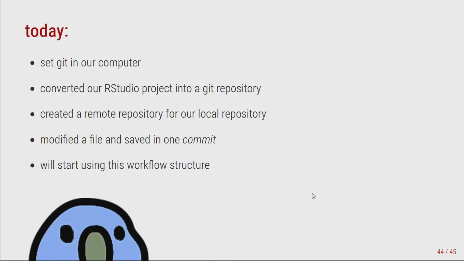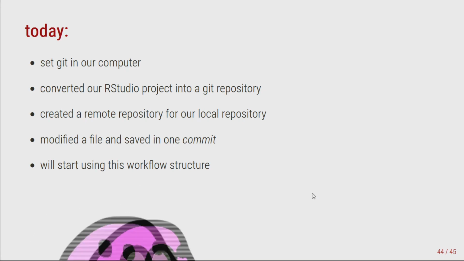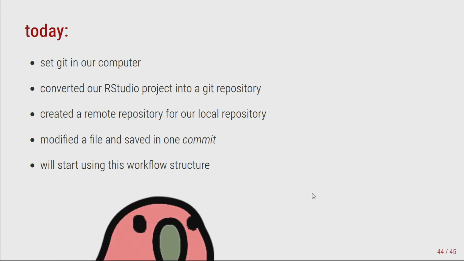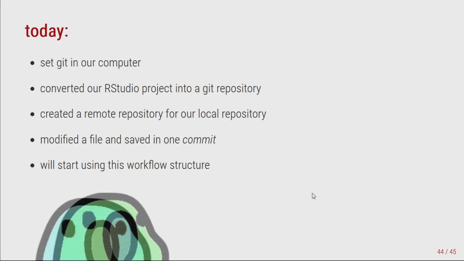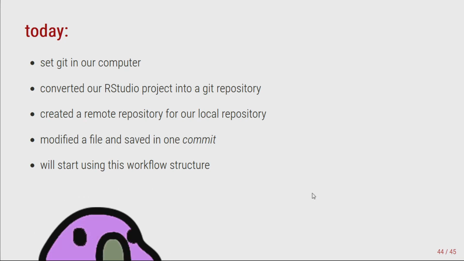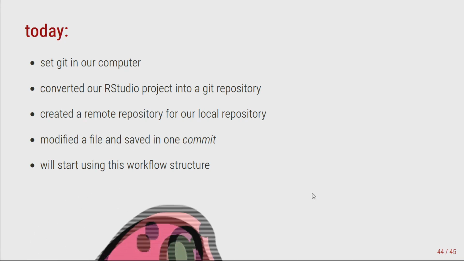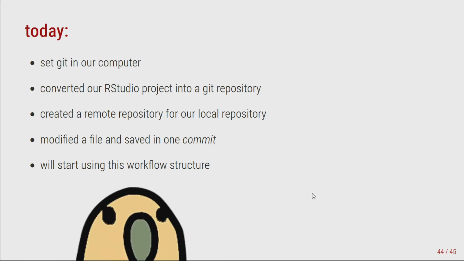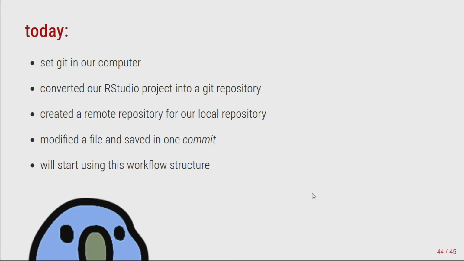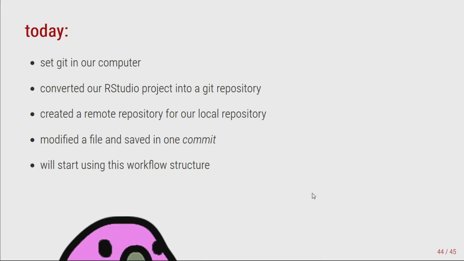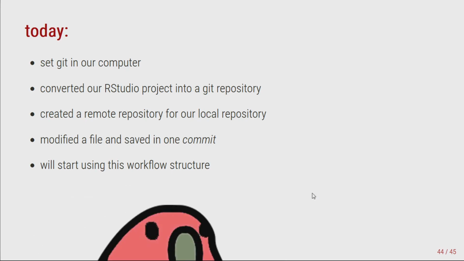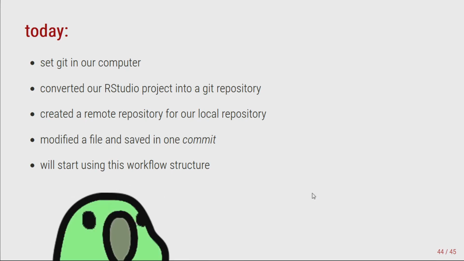So today, we set up Git on our computer, we converted our project into a Git repository, we created a remote, we modified a file, we saved it, we committed, and we will start using this structure every day. So every day we'll try to commit something to our repo, okay? And that's it.